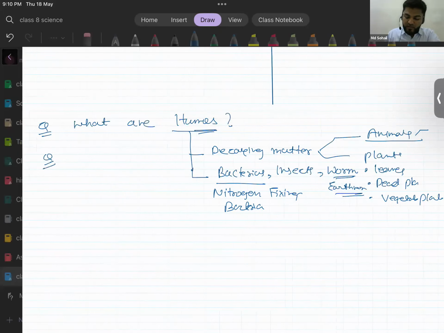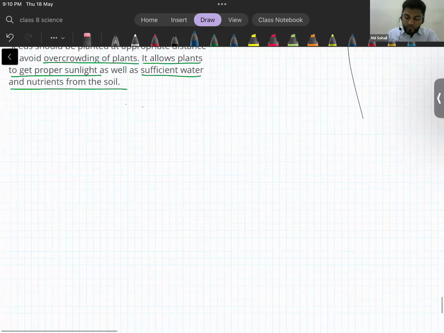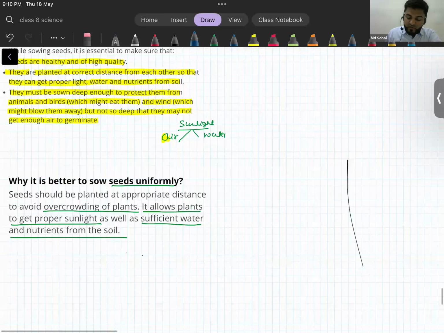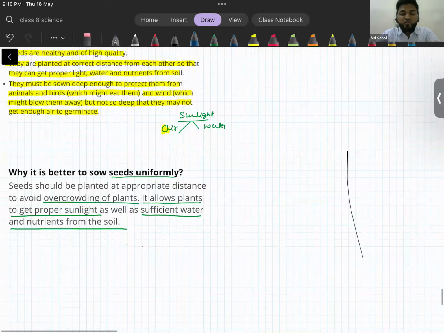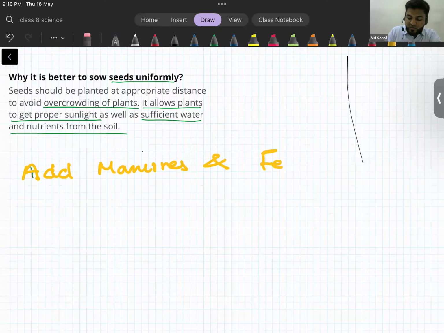Now, since we have completed the procedure of sowing, what next do we have to do? After you have prepared your soil and sowed the seed in it, what next? We need to add manures and fertilizers to the soil. What is the difference between the two?